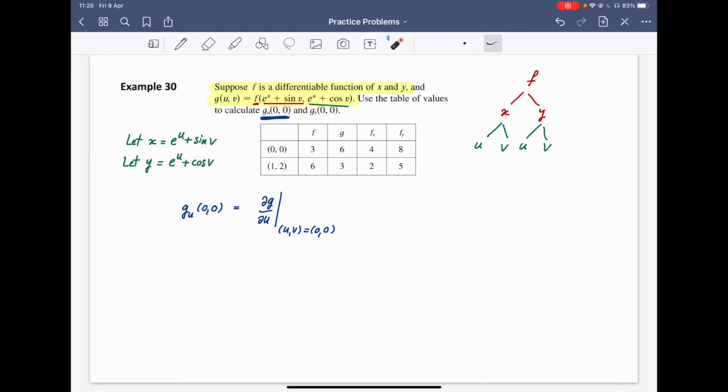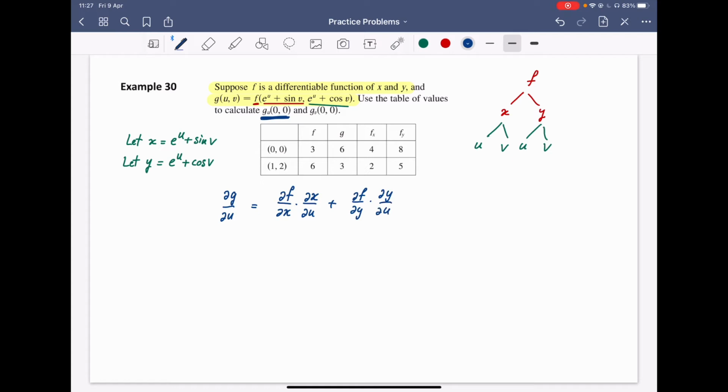And you can see that in order to get g, which is the same level as f on the top here, in order to get g on the top level to the u here, you can go two ways, by x and by y. So that means here, I'm going to start by computing ∂g/∂u first, and then I'm going to plug in the point (u, v) equal to (0, 0) at the end. So here you're going to get ∂f/∂x times ∂x/∂u, plus ∂f/∂y times ∂y/∂u.